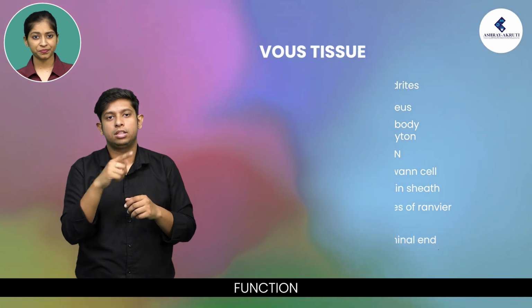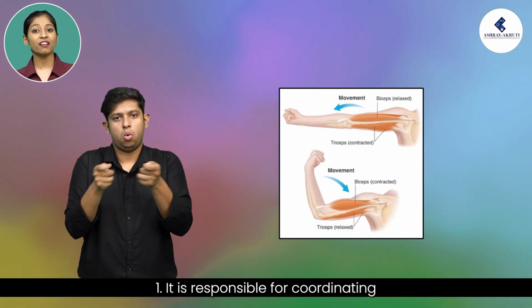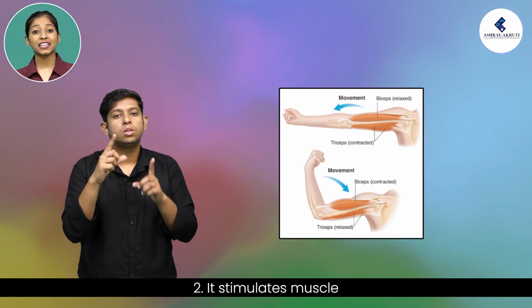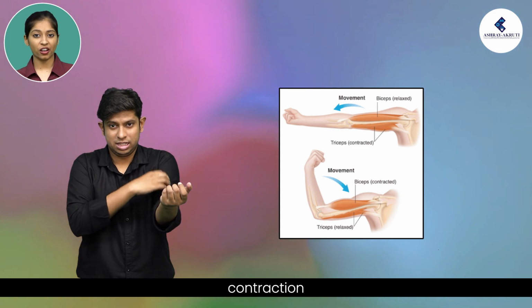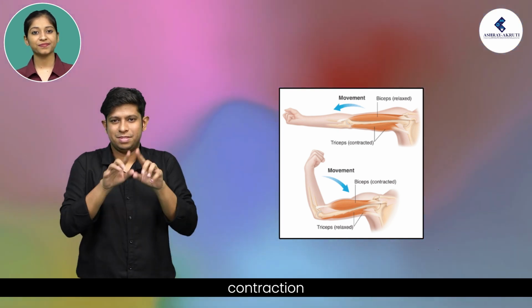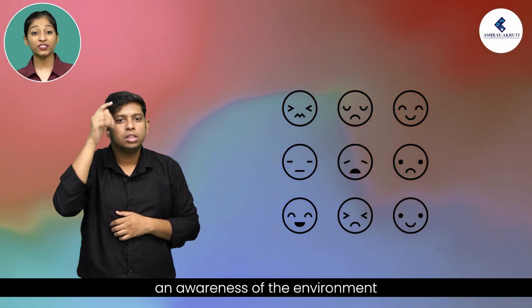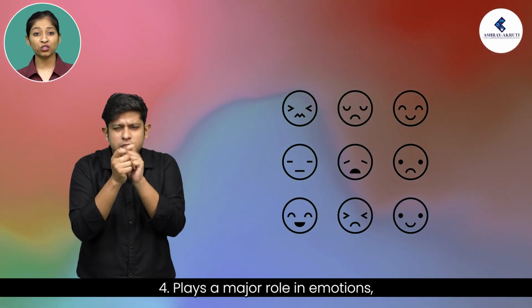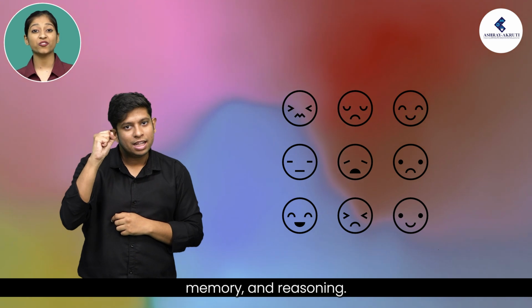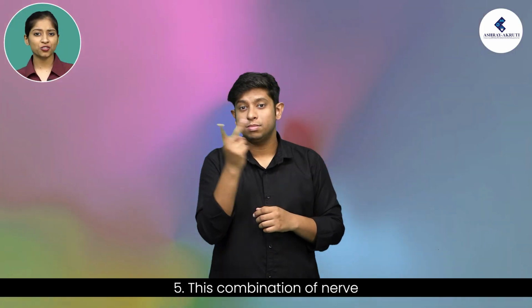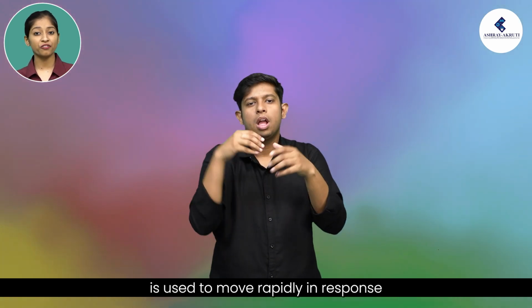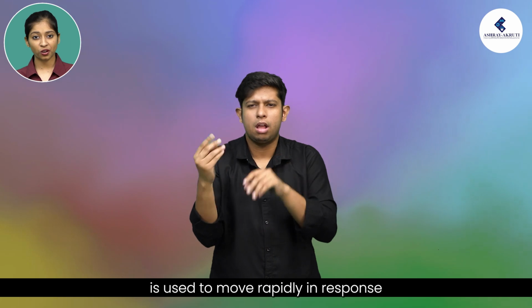Function. It is responsible for coordinating and controlling many body activities. It stimulates muscle contraction, creates an awareness of the environment, plays a major role in emotions, memory and reasoning. This combination of nerve and muscle in animals is used to move rapidly in response to stimuli.